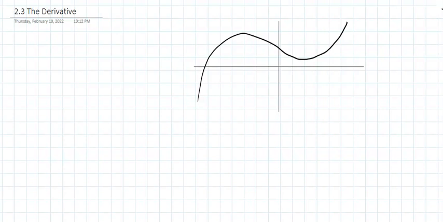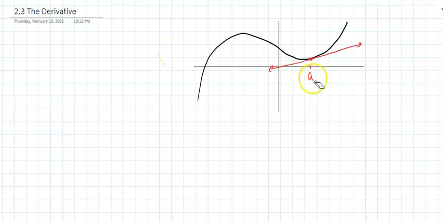Section 2.3 is a star section. We want to find a derivative. A derivative is the instantaneous rate of change. That is the slope of a tangent line. A tangent line is a line that touches the curve at one point, let's say A.